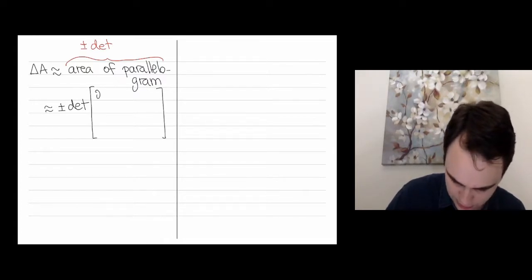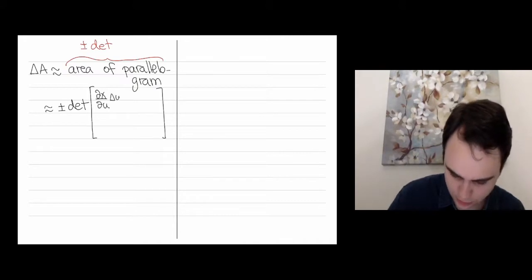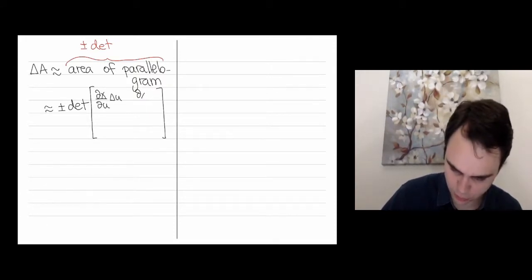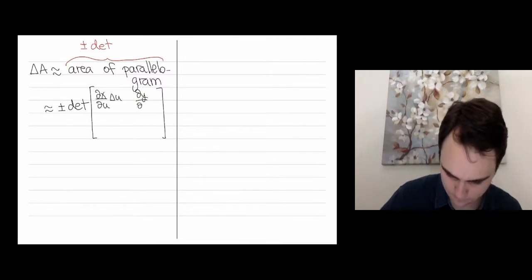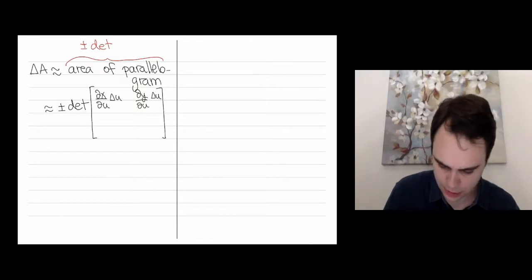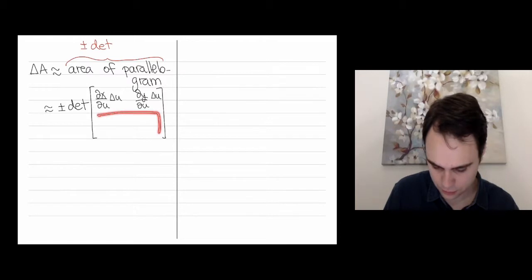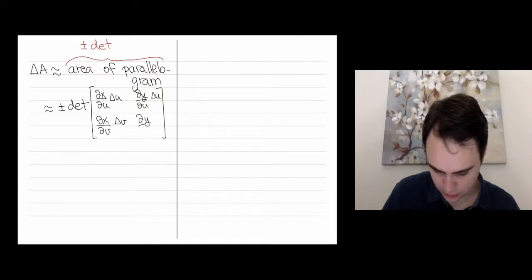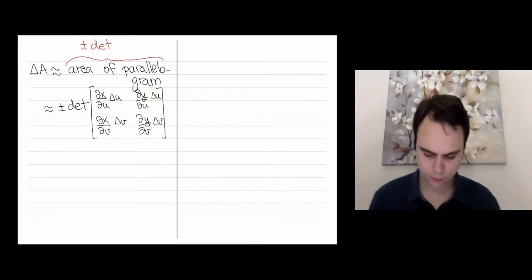So that's dx/du times delta u. That's the first component of A. Then dx/dv times delta v. That's the second component. Oops, that should be dy/du times delta u. So this is A. Now let me put B here. So that's dx/dv delta v, dy/dv delta v.